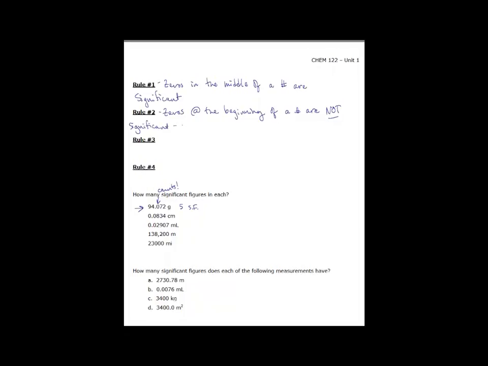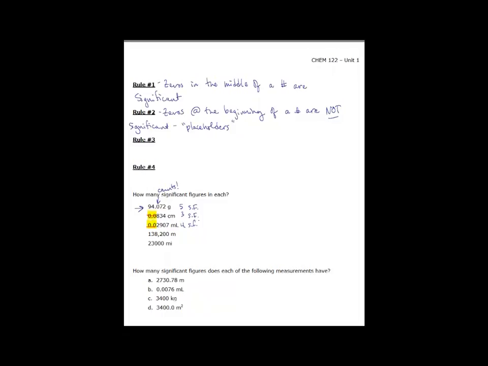These are considered placeholders. So if you look at the second number, zeros at the beginning of a number are not significant. So we have zeros there, and we have zeros there. So these zeros are not significant. So based on that, 0.0834 has 3 sig figs. 0.02907 has 4 sig figs.